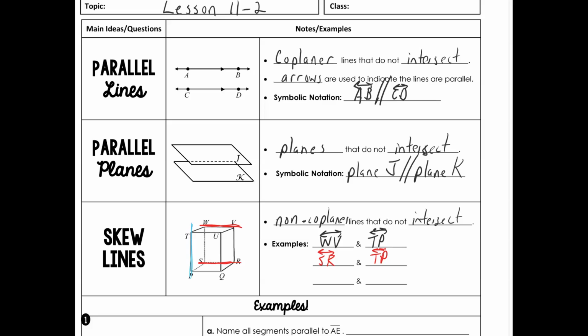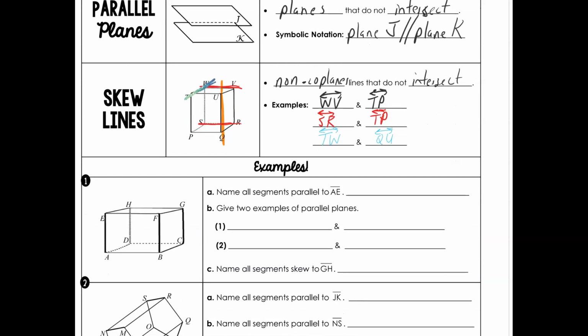And then another example would be something like maybe this line here, and how about this one over here. Those two lines are also skew. Kind of covered it up, can't see what it is, it's TW. Alright, so TW is skew with QU. So line TW is skew with line QU. Okay, so that's the idea. Now let's look at some examples.